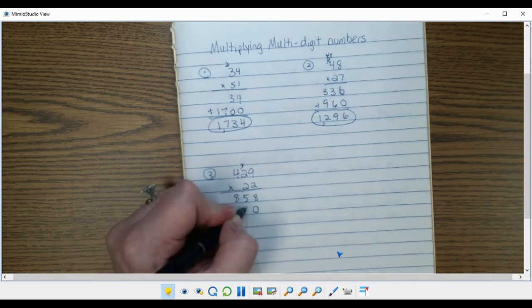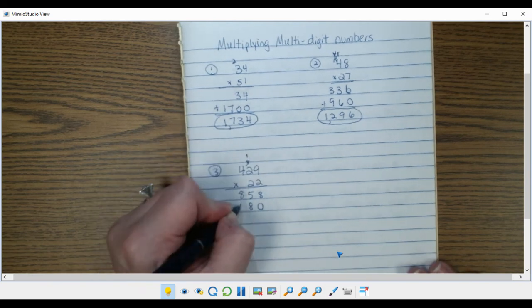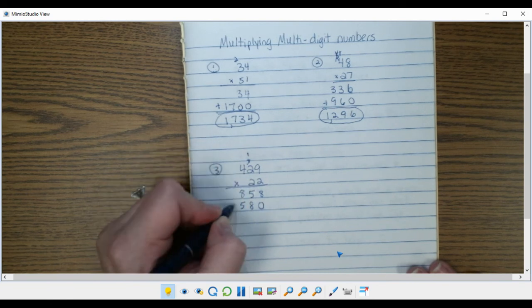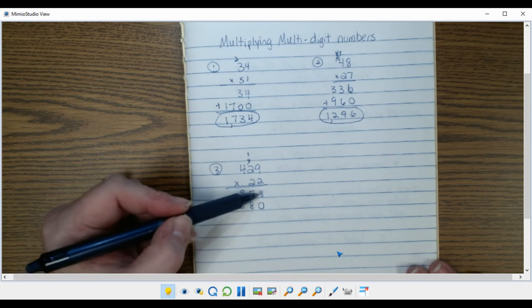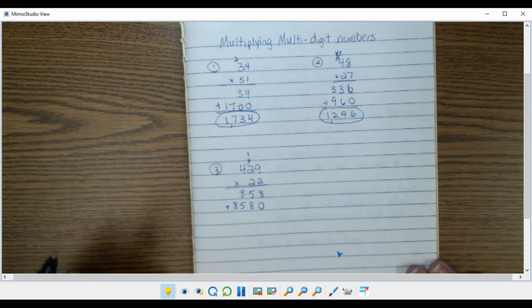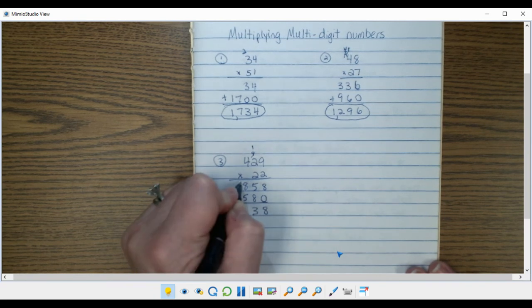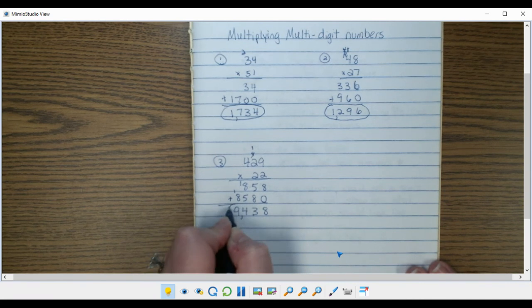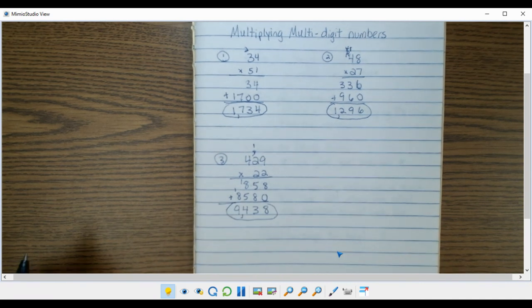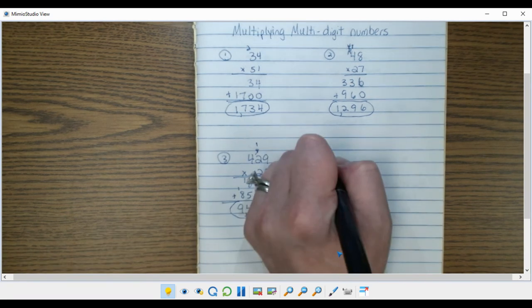2 times 9 is 18. 2 times 2 is 4, plus 1 is 5. 2 times 4 is 8. If you noticed, because these were the same digits, down here it repeated. Just got shifted over one spot. And then we'll add. My answer is 9,438. I always like to circle my answer so that it jumps out and I don't have to go looking and guess.